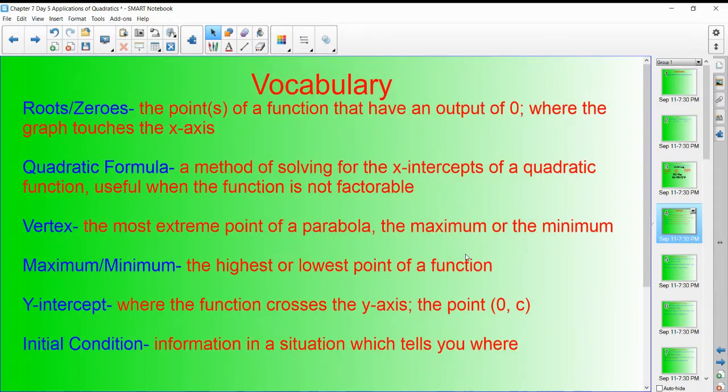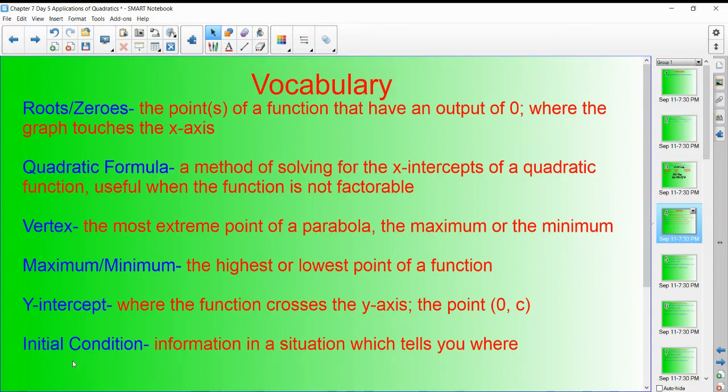Now today, the only new terms are the maximum and the minimum, which relate to the vertex. So if I can graph it, I know the vertex. If the parabola opens down, the vertex is the highest point, which is called the maximum. If the parabola opens up, then the vertex is the minimum.